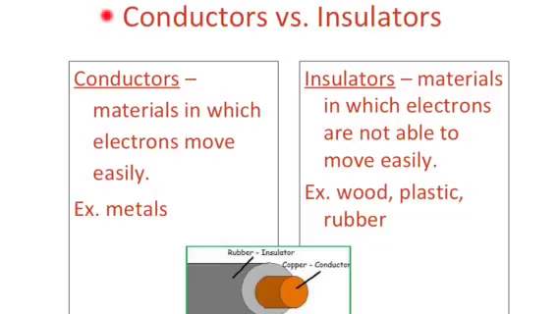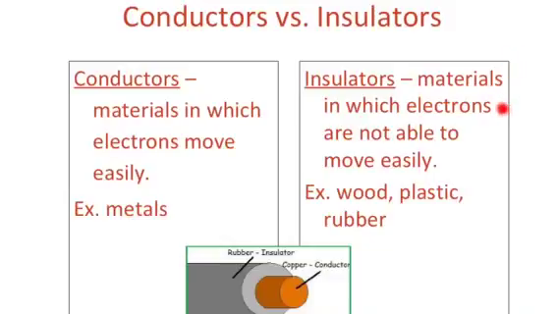And next here, we're taking a look at conductors versus insulators. Conductors are materials in which electrons flow easily, such as metals. So other things would be different types of metals, such as aluminum, copper, iron, gold, cobalt. Okay, those are all metals. They are really, really good conductors of electricity because those electrons can move really easy.